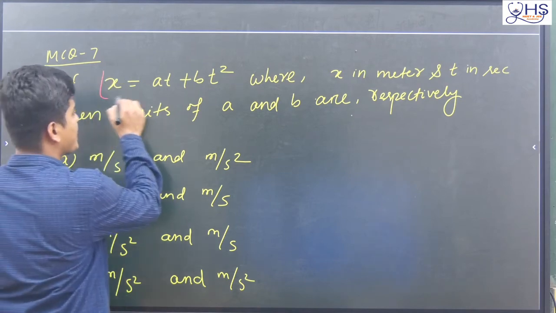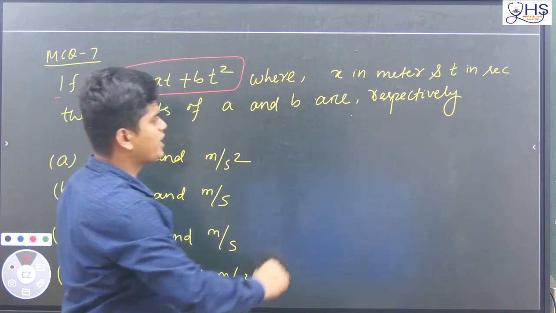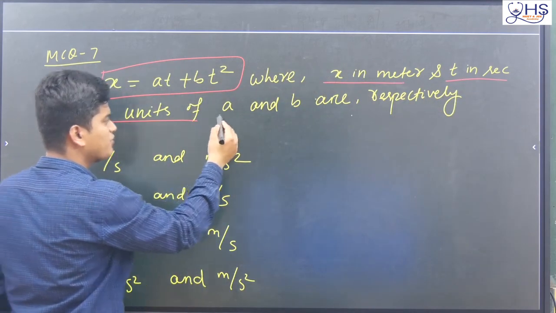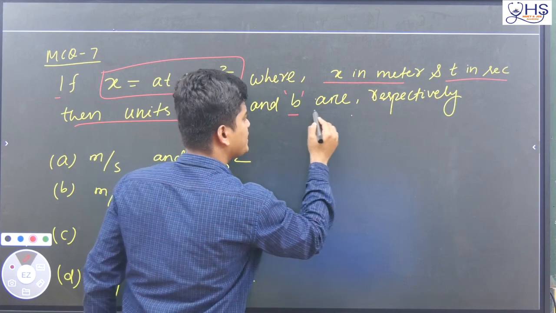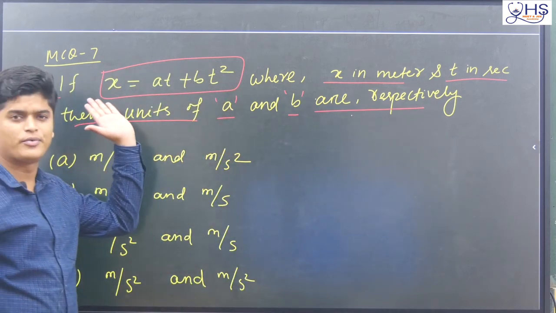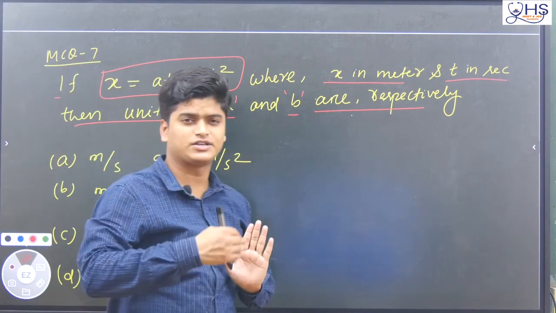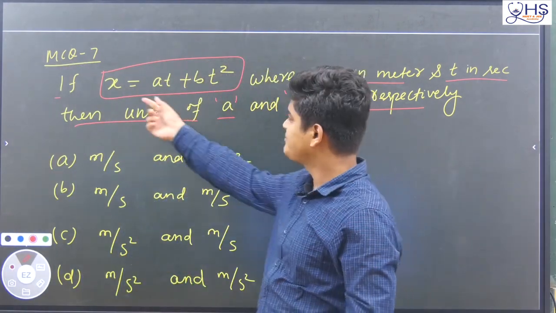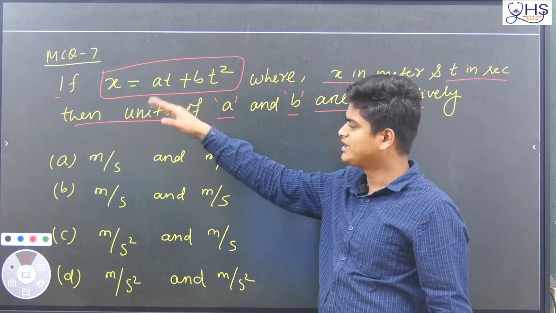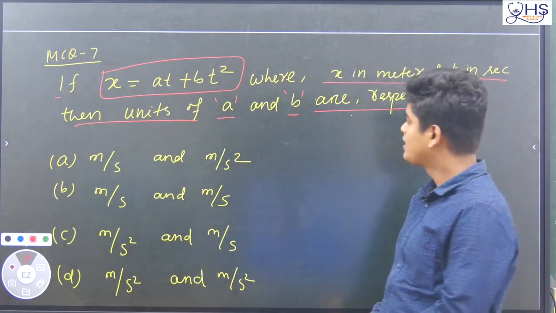Now here it is telling, if x equals a t plus b t square, where x is in meter and t is in second, then the units of a and b are respectively how much? So just now I told the property: if x equals some given equation and x is in meter, then a t should be in meter and b t square should be in meter. They are asking what the units of a and b are. Now listen here.